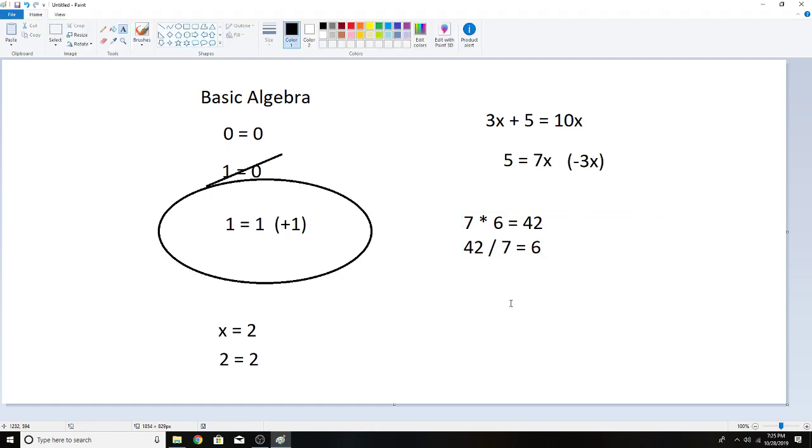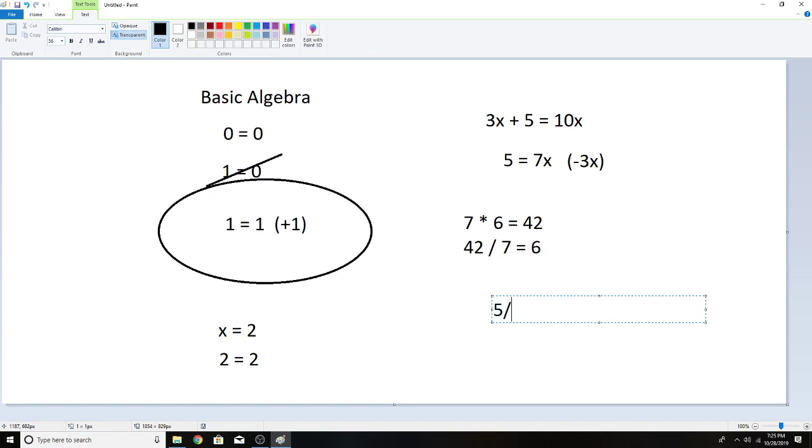So now that we've looked at that, I'll move the 7 to underneath the 5. So that is 5 divided by 7. So 5 divided by 7 equals x. And I did that because dividing by 7 means you have to divide the other side of the equation by 7 too.